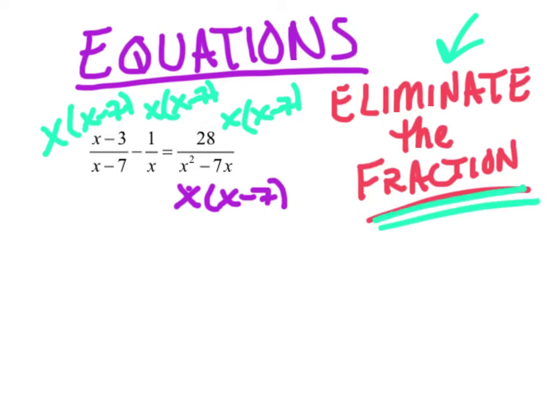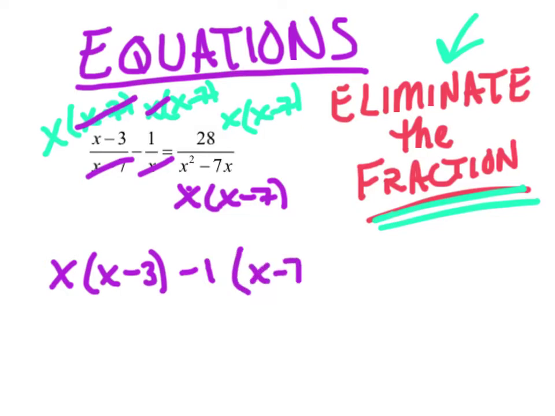You are eliminating the fraction when there's an equal sign. So those cancel, and I've got an x and an x minus 3. Notice I'm not multiplying yet, I'm just writing down what I get. The x's cancel, and I have negative 1 and x minus 7. And then those cancel, and I just get 28. Then just take your time and clean it up.